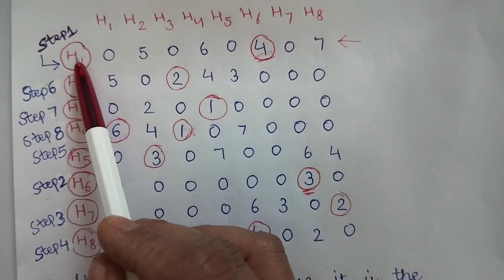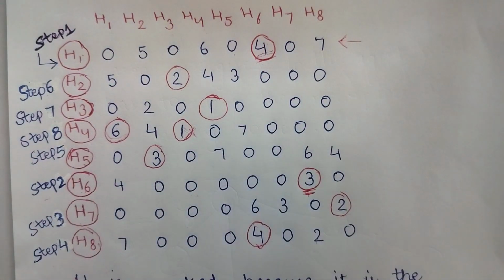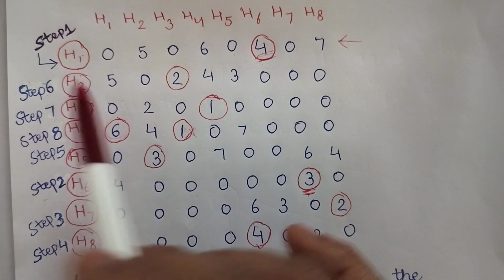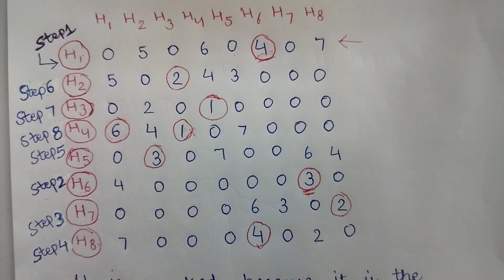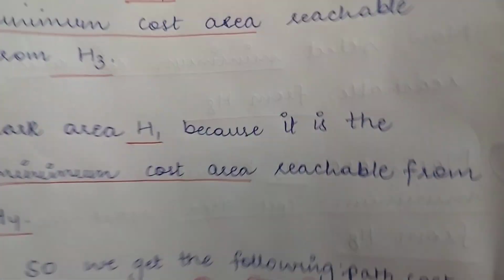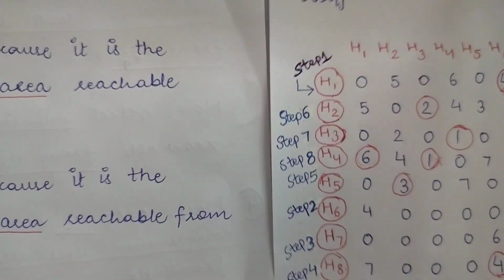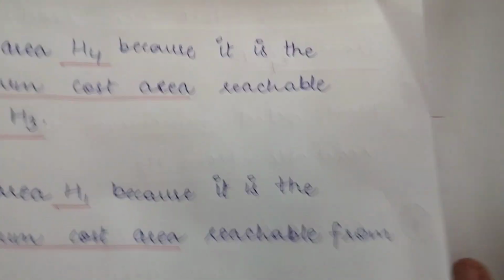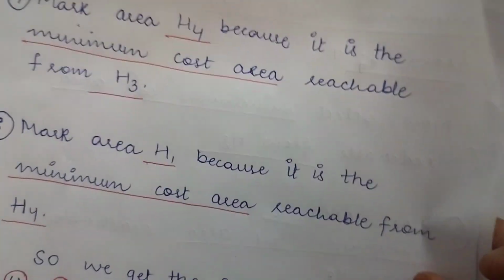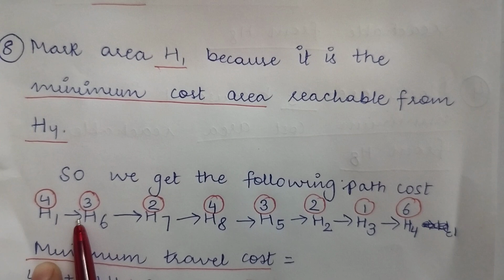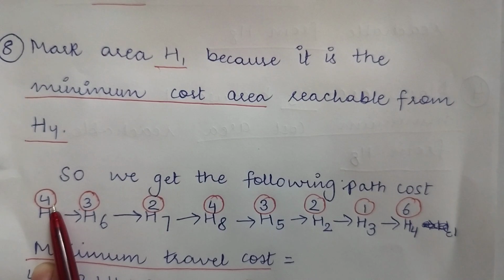So we started from location H1, we covered all the areas in this particular locality with the minimum cost, keeping in mind that we cover them using the minimum cost, and then we reached back to H1. Now this can be shown in these simple steps. We started from H1. The minimum cost area from H1 was H6, right? And the cost of traveling from H1 to H6 was 4.